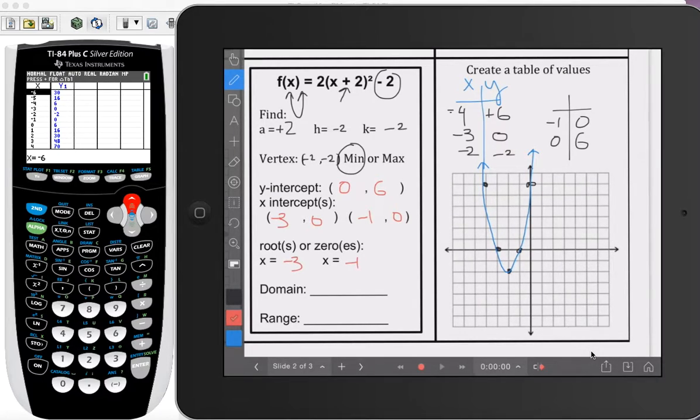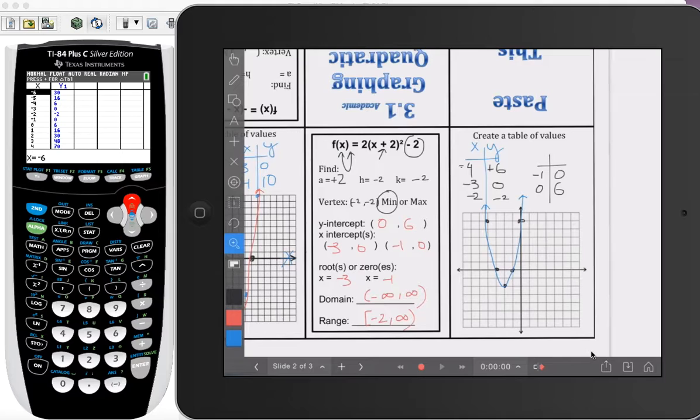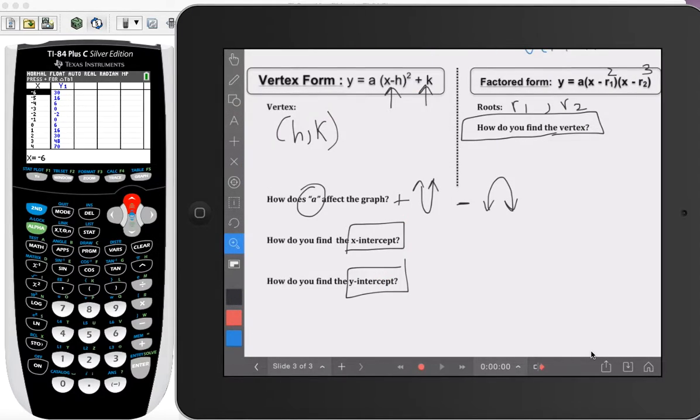The domain is -infinity to infinity as usual, and the range is going to be from the bottom all the way up. And in this case, the range is going to go from -2 to infinity. Now that's the third example. Now let's go back to the questions and try to answer them together.